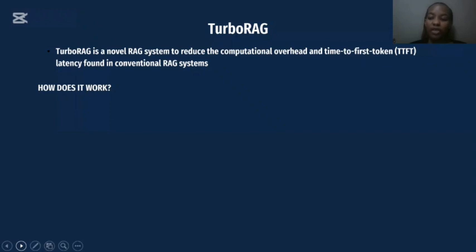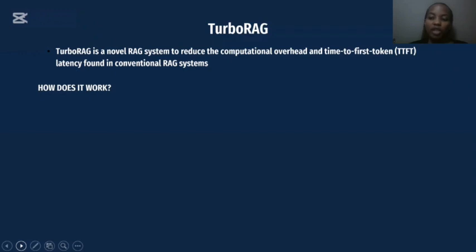Conventional RAG systems suffer from high TTFT because they must perform multiple steps in real time, including retrieving relevant documents, processing and encoding them, and computing key value caches dynamically. These processes take time, increasing response latency. Turbo RAG solves this problem through pre-computation. How does Turbo RAG work?